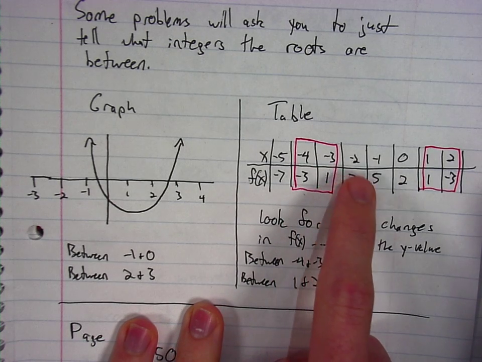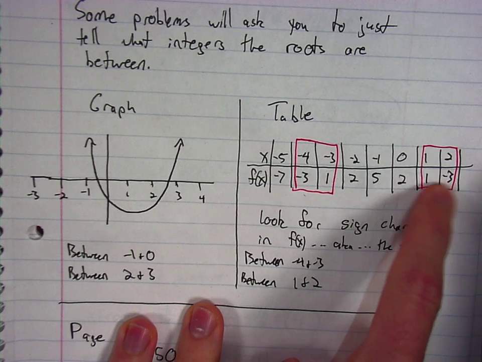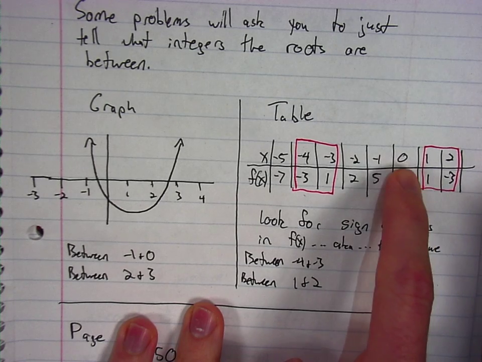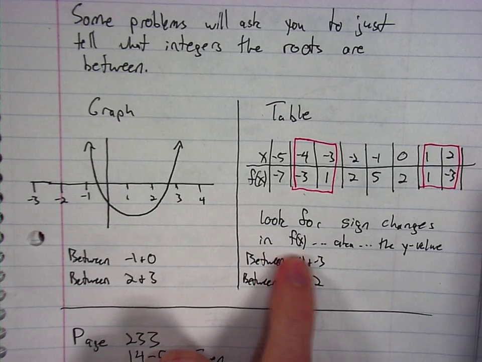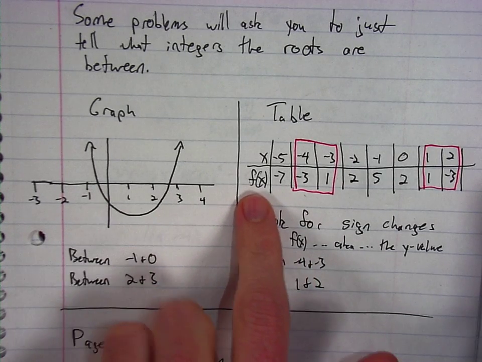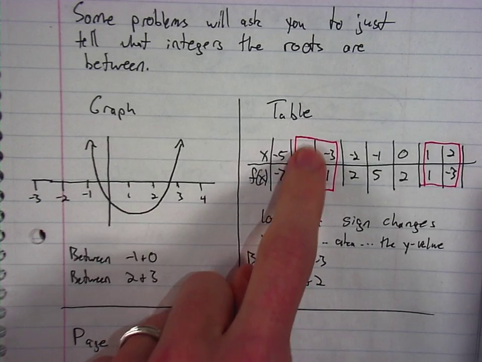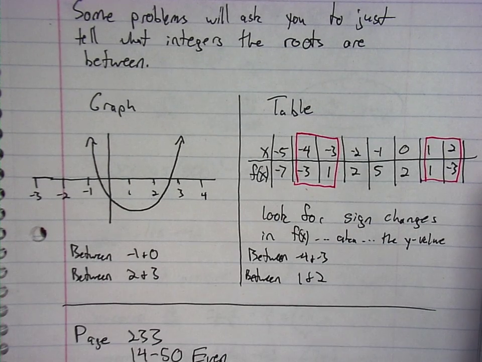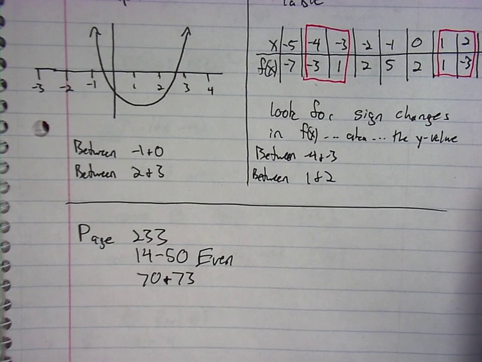Okay, positive, positive, positive, positive, positive, positive, negative. So I had to go through 0 right here, between 1 and 2 on the x-axis. Look for sign changes in the f of x, aka your y's. Those will indicate where to look for the gap on your x's, what x's we went between. Alright? Okay, there it is.